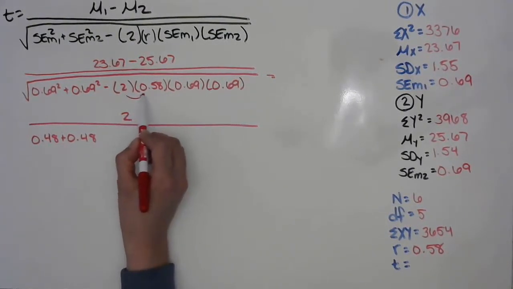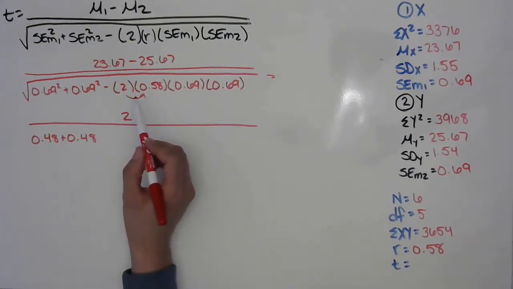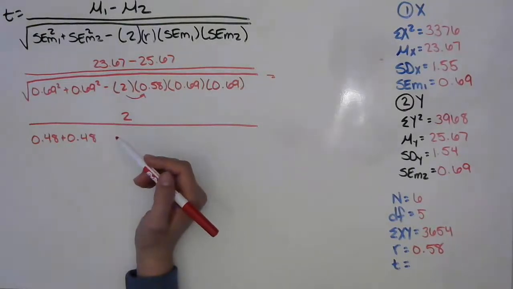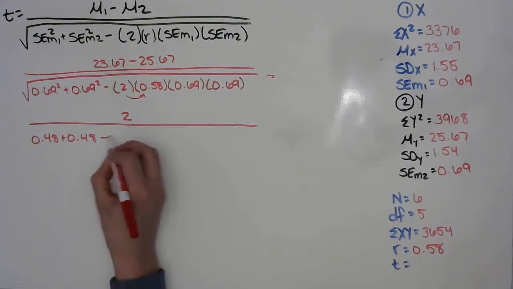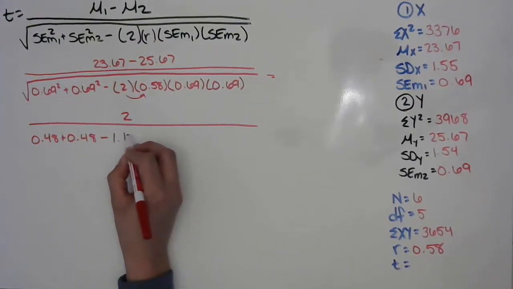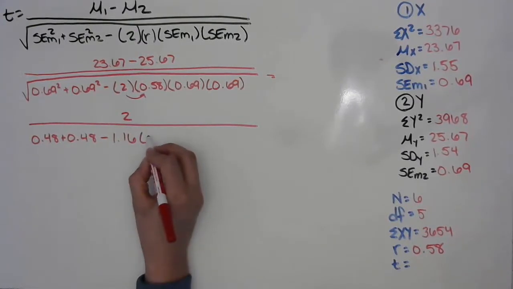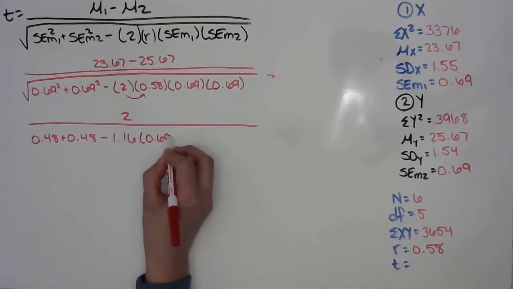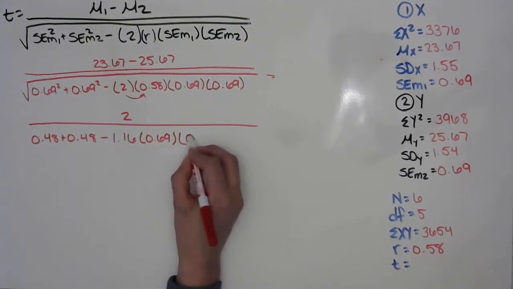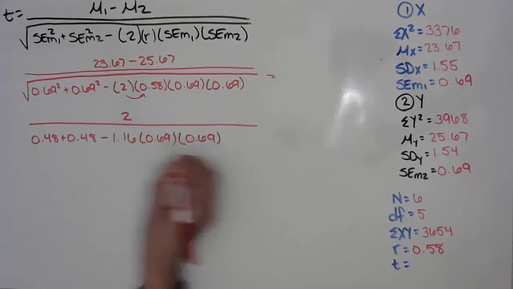So let's start out with this one. Let's take 2 and multiply that by 0.58. And that is going to give us 1.16. And then we're going to multiply that by 0.69, and then 0.69.